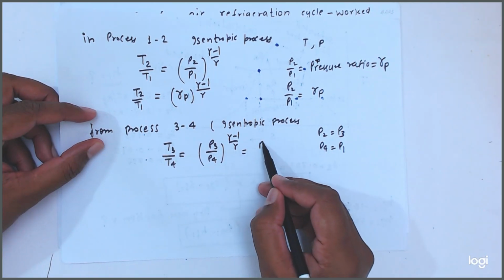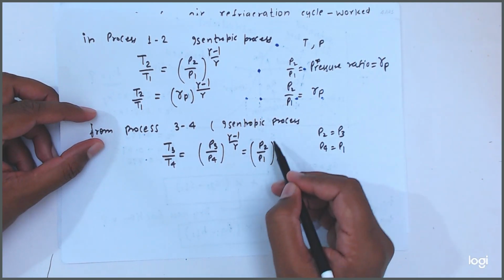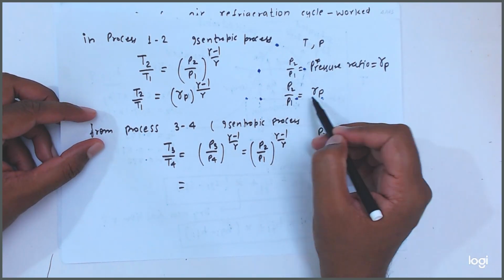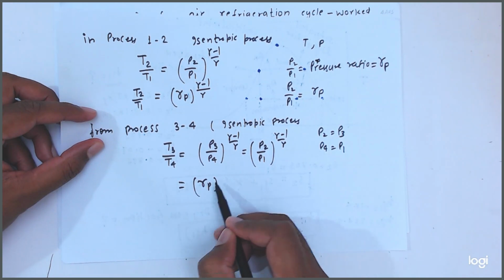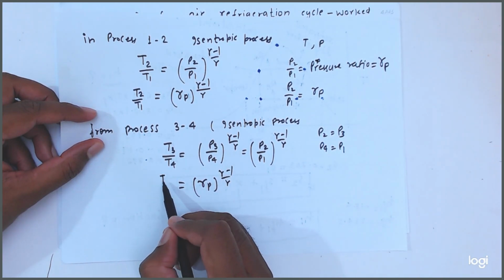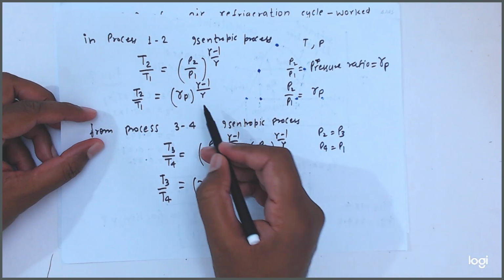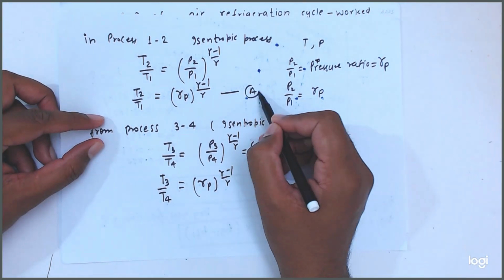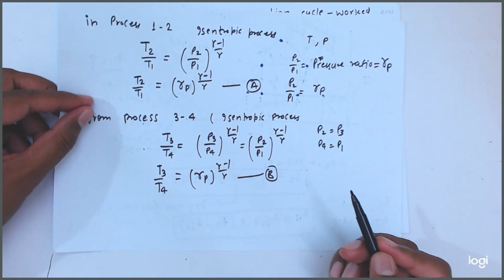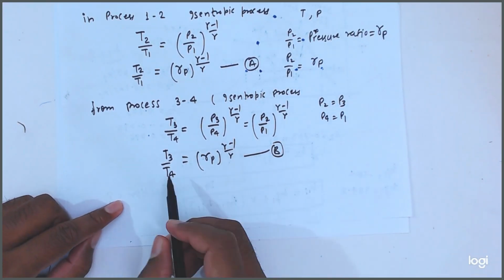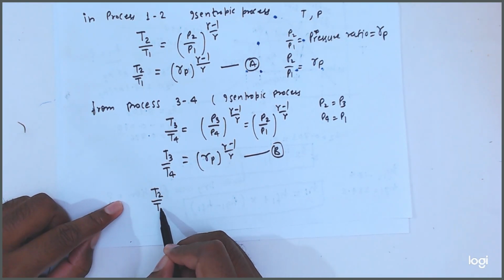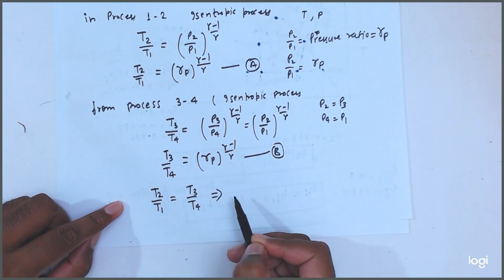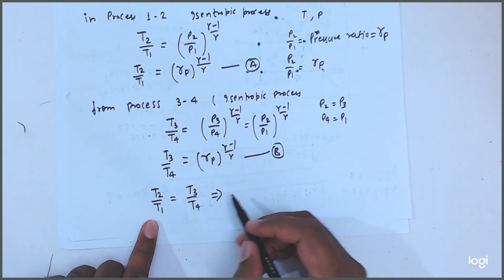So from here we will put P2 upon P1 to the power gamma minus 1 upon gamma. And we know that P2 upon P1 is the pressure ratio Rp. So Rp to the power gamma minus 1 upon gamma, this is T3 by T4. So from here you see friends, if this is equation A and this is equation B, then from equations A and B, T2 by T1 equal to T3 by T4. Okay. And from here, what we will get?